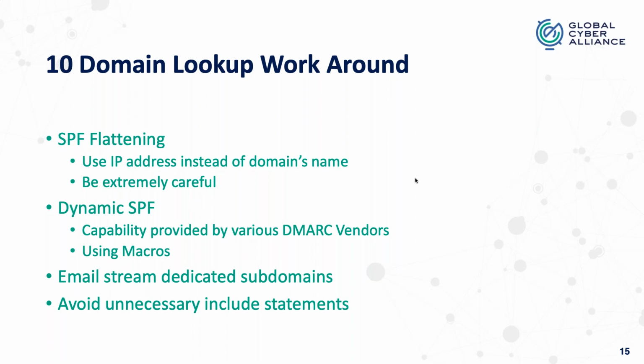The other thing is you can email stream dedicated subdomains. If there are subdomains that are specific for different things, say you send an email from sales.company.com, then set a separate SPF record for just that domain. And then you can create a separate DKIM and DMARC policy just for that domain. That reduces it from your top level, because you're just using that specific subdomain to send mail. So use dedicated subdomains for email in this situation, and that will help reduce the 10 domain lookup.